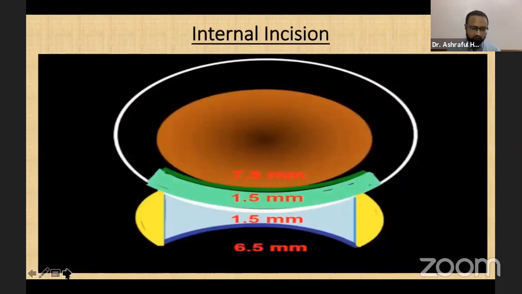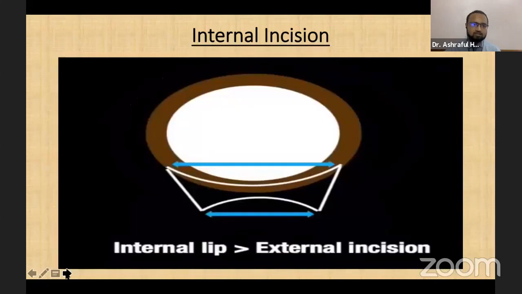Lastly, we need to keep in mind that the incision or wound construction in SICS is made for easy delivery of the nucleus and the self-sealing properties of the surgery. So we need proper measurement of the incision in every step. The most important part for easy delivery of the nucleus, reducing astigmatism and preventing any injury is that the internal lip should be bigger than the external incision.